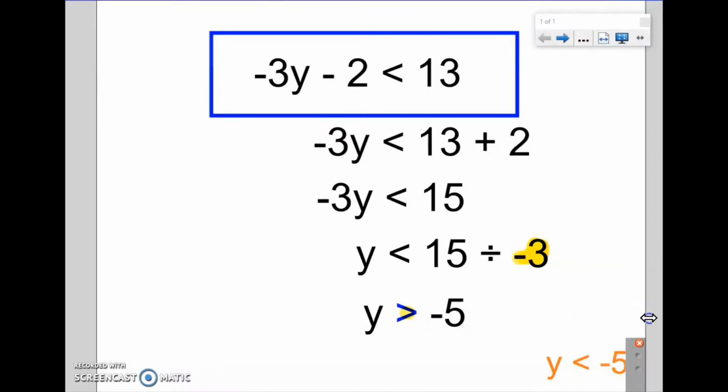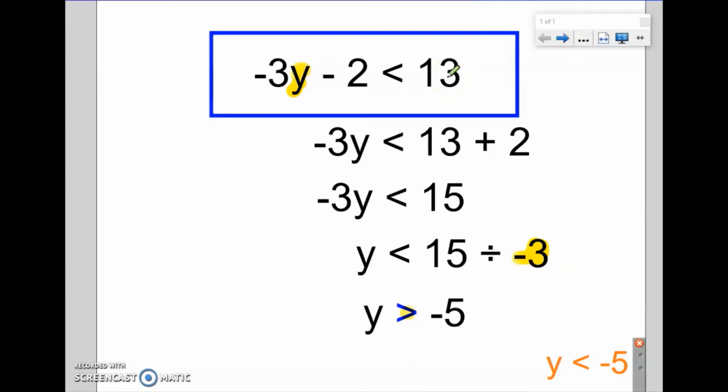Let's have a little look at that from the answer we may have got. So if you did not flip the inequality sign, we would end up with this answer. y is less than minus 5. So let's try substituting a value into here and see if it makes mathematical sense. So y is less than minus 5. Okay, so I could use minus 6, negative 6. So if I substitute negative 6 into here, negative 3 times negative 6 would be positive 18. Then if I took away 2, I'd be on positive 16. So now I would be saying 16 is less than 13, which mathematically does not make sense.